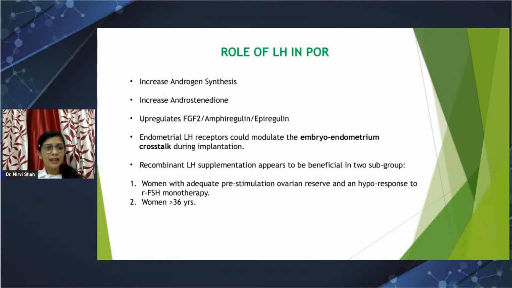So it is, like I said, used in two subgroups. One is women more than 36 years of age, and in group 1 and 3, it can be used where there's a previous history of POR to rFSH monotherapy. In those cases, we can use rLH in the subsequent cycles.